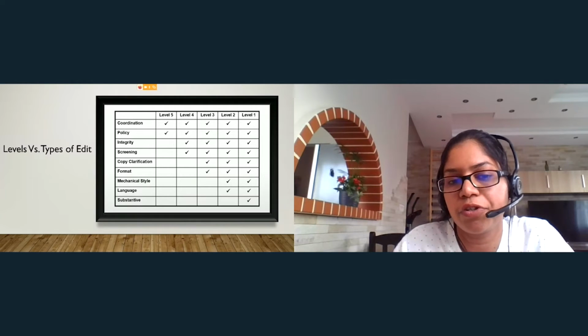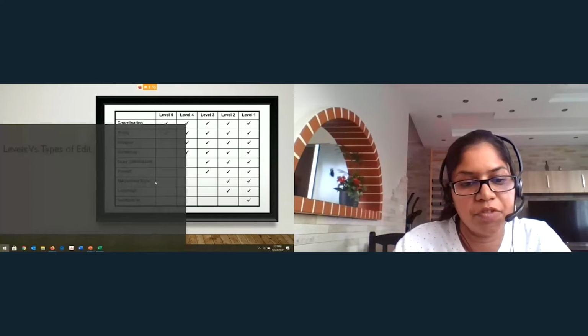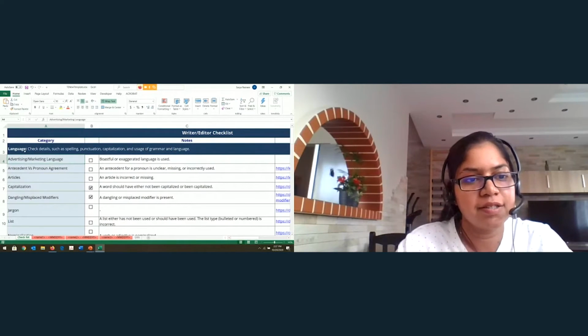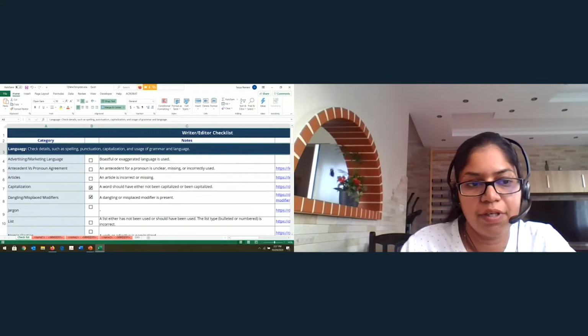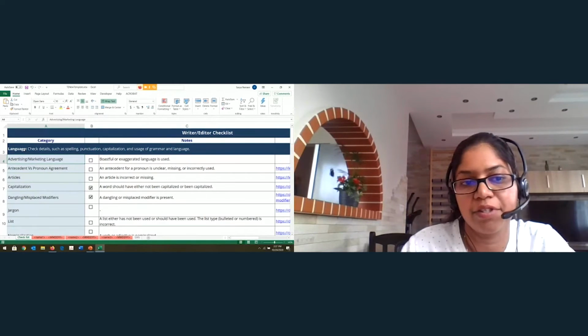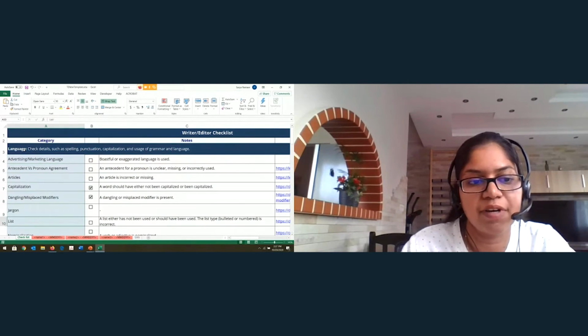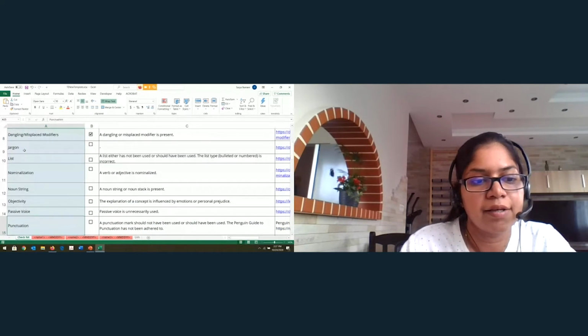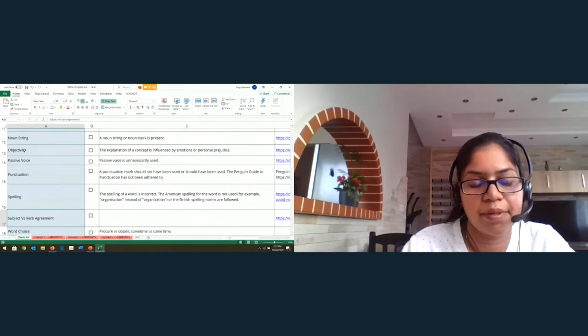For example, if you're running a legal check on your content, or making sure that your document is according to the copyright defined by the company policy, you're actually running a policy check. So based on these types of edit defined by Robert Van Buren about 40 years ago, we came up with this checklist. I'm going to show you a checklist here. So this is the language. Under language, we check whether the document contains any advertising or marketing language, especially in technical content, all types of grammar related issues, whether the content is objective, and whether you miss any punctuation or spelling error.